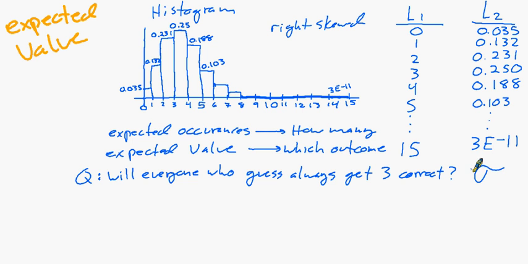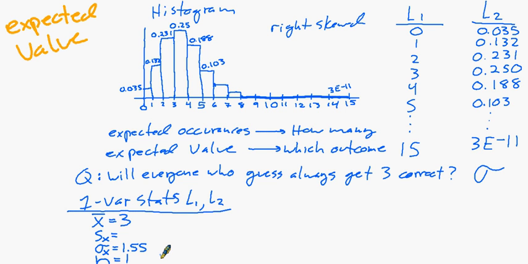Now, let's actually calculate the variation of this distribution. Right? We can do that. We've done that in the past for histograms, for data distributions. Well, really, probability distributions can be treated much the same way. And so what we can do, most simply, is use our 1-Var Stats function in our TI-84s. We're going to use L1 and L2 as our data set. You plug that into your calculator, and you get these results.